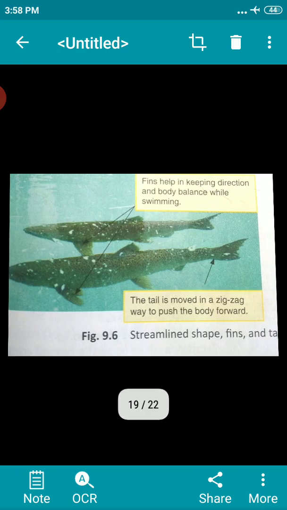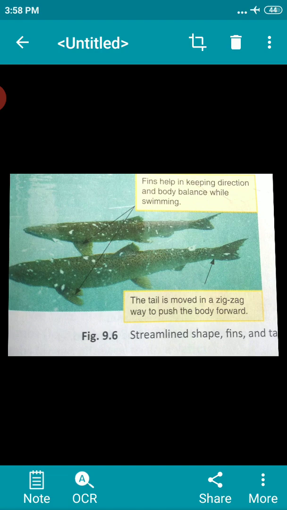Now, next one, fish. You know how a fish moves. The head and tail of a fish are smaller than the middle portion of the body. So, this shape is called streamlined. The skeleton of the fish is covered with strong muscle. So during swimming, these muscles make the front part of the body curve to one side and the tail part swing towards the opposite side.